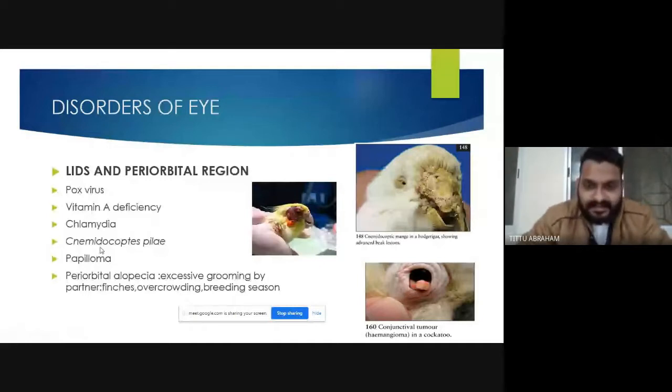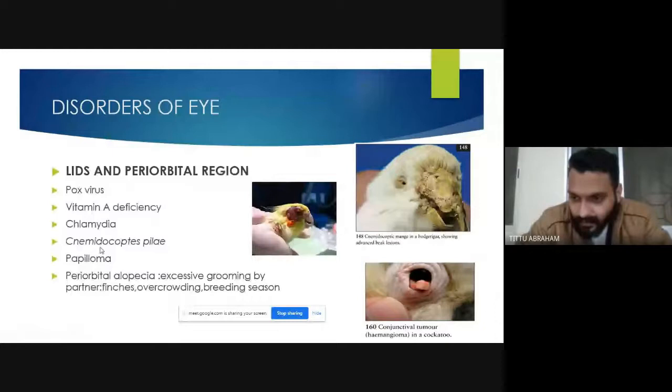Then next is the papilloma. I will show the image in the coming slides. It is a viral lesion, just like a wart. It may be confused with pox virus also. It will be a wart-like growth which can be seen over the eyelids. So this is also another type of tumor which is found in Cockatoo.